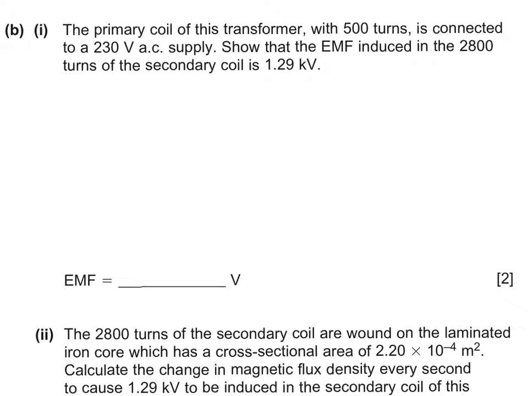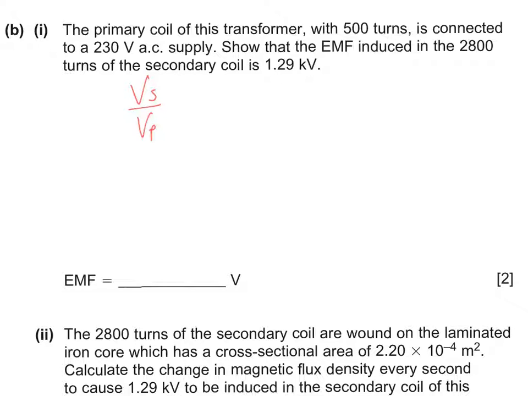So second part then, the primary coil of this transformer with 500 turns is connected to a 230 volt AC supply. Show that the EMF induced in the 2800 turns of the secondary coil is 1.29 kV. So this is just a turns ratio question.